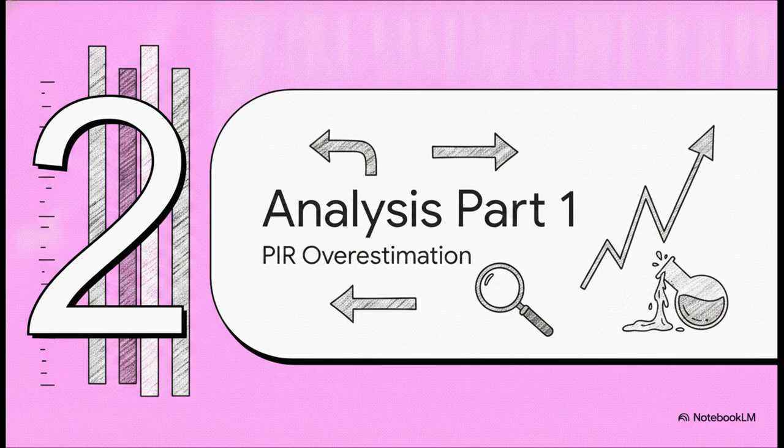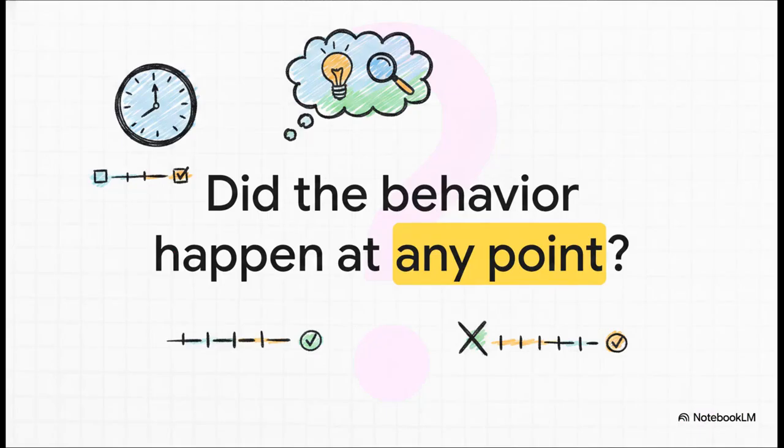Section 2, Analysis Part 1. We're looking at partial interval overestimation. We're going to examine our first specific recording method and its mathematical bias, which is partial interval recording, or PIR. Now, to really get PIR, you have to understand that this system really only cares about one single super simple question. And that question is, did the behavior happen at any point? That's it. It doesn't track for how long, it doesn't care about the severity, it simply asks, did it happen at all within our defined window of time?